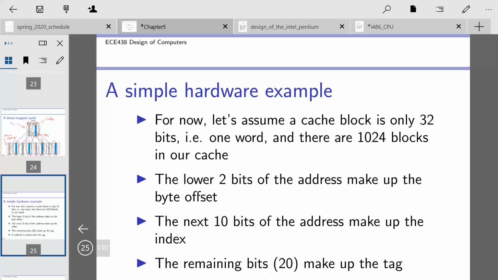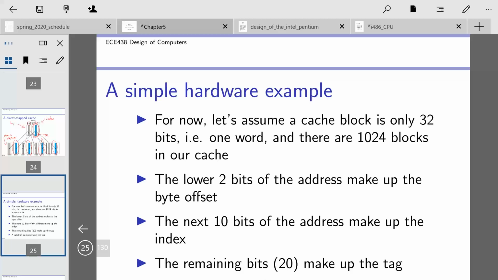And then the remaining 20 bits left in the address are our tag, to make up 32 bits. Again, the lower 2 bits aren't used for the cache because that's the byte offset that selects which byte within the 32-bit word. The microprocessor uses that internally, so don't worry about that.